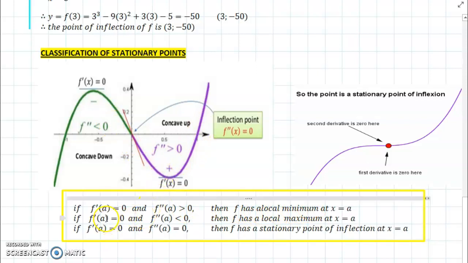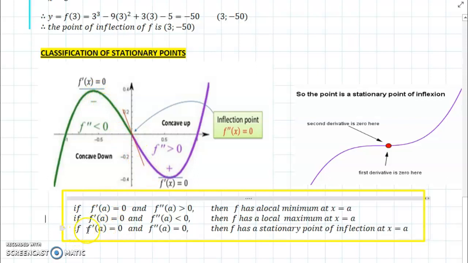If the first derivative is 0 at that point, in other words, if you've got a stationary point, and you want to examine that stationary point, you substitute that value into the second derivative. And if the result is negative, then you've got concave down, which means you've got a local maximum at that point.